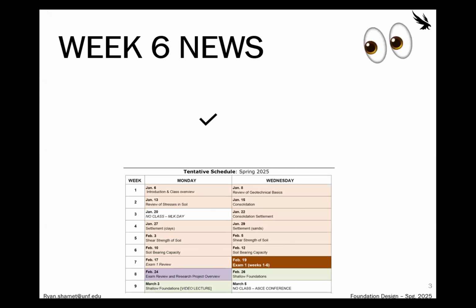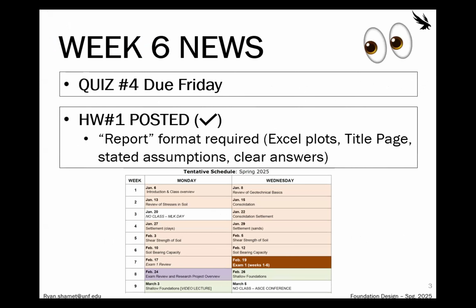So where we're at today, we have a quiz that will be posted shortly after class. I still just need to make sure everything is covered correctly on it. And that will be due this Friday. And then your homework 1 has been posted. It's due this Sunday, I believe. Yeah, this Sunday. It's mainly going to be on consolidation and settlement. So it will not be on the shear strength stuff that we are talking about today, but your quiz will be. So please make sure to keep that in mind.